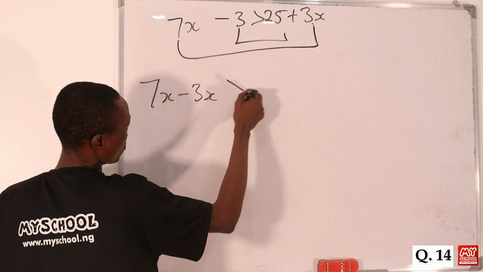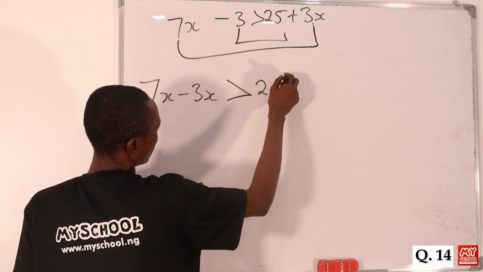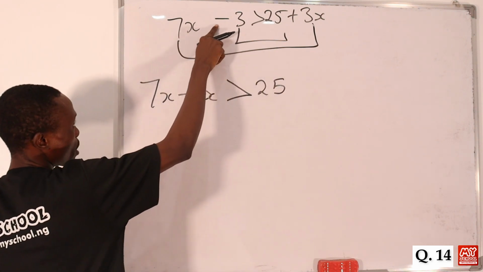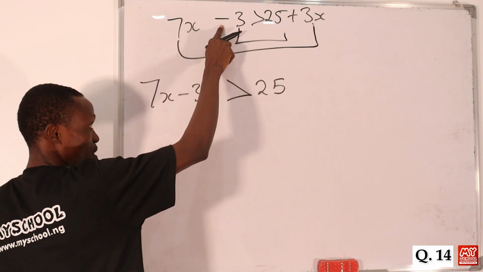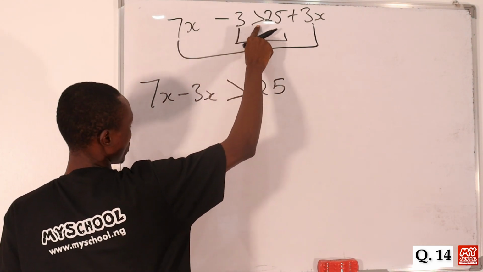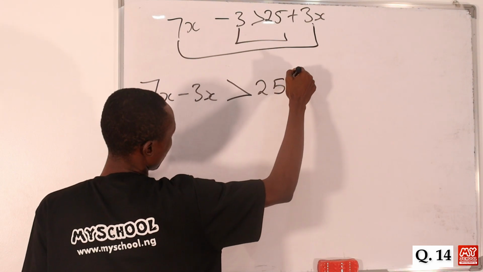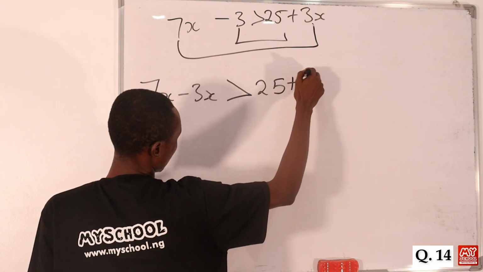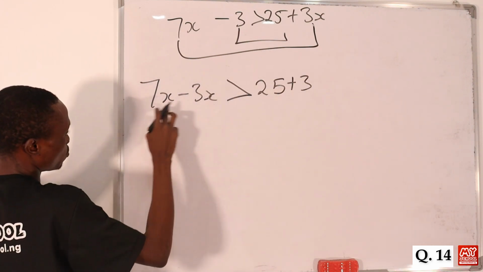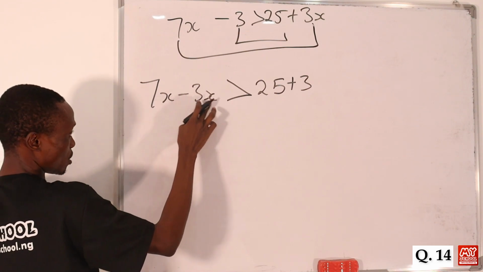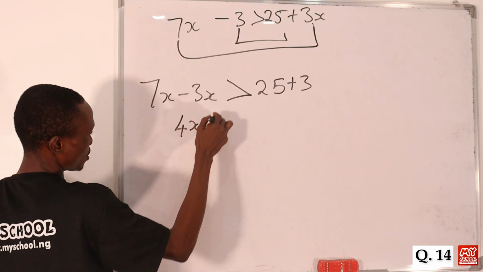So we still have greater than. Here we have 25. Now, this minus 3 here is negative, so once it crosses this inequality sign, it's going to change to positive. So here we have plus 3. If we subtract here, which is 7x minus 3x, that will give us 4x is greater than.